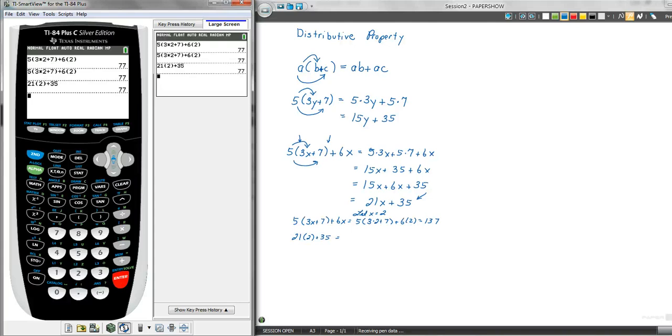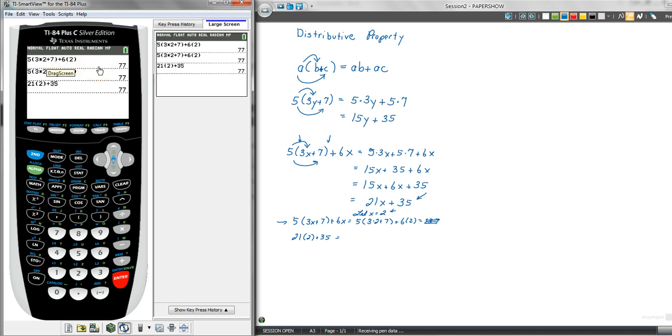So what I'm going to do is let x equal 2. So I have that written here. And then I'm going to go ahead and substitute in 2 for x in the 5x, which you can see here, times 3x plus 7 plus 6x. So you can see how I substituted the 2 in here. And then what I can do is go ahead and put it in my calculator. So you can see up here how I've entered 5 times, in parentheses, 3 times 2 plus 7, and then plus 6 times 2, and I got 77.